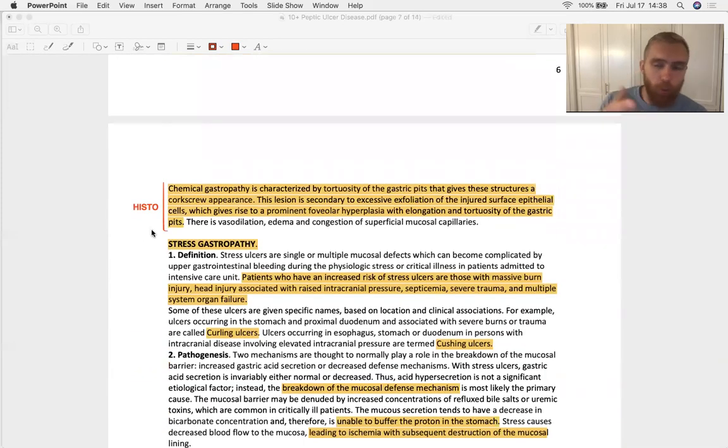And then here's with words what we just looked at. Chemical gastropathy is characterized by tortuosity of the gastric pits that gives these structures a corkscrew appearance. The lesion is secondary to excessive exfoliation of the injured surface epithelial cells, which gives rise to a prominent foveolar hyperplasia with elongation and tortuosity of the gastric pits.